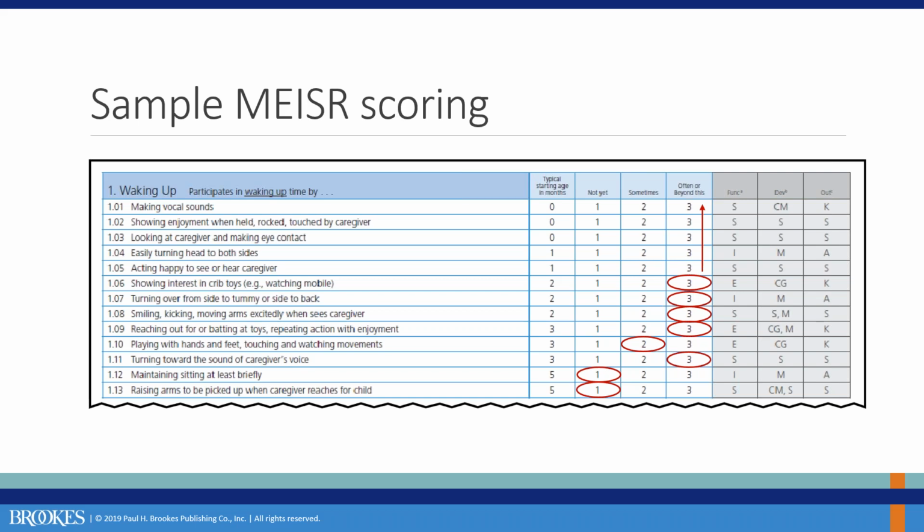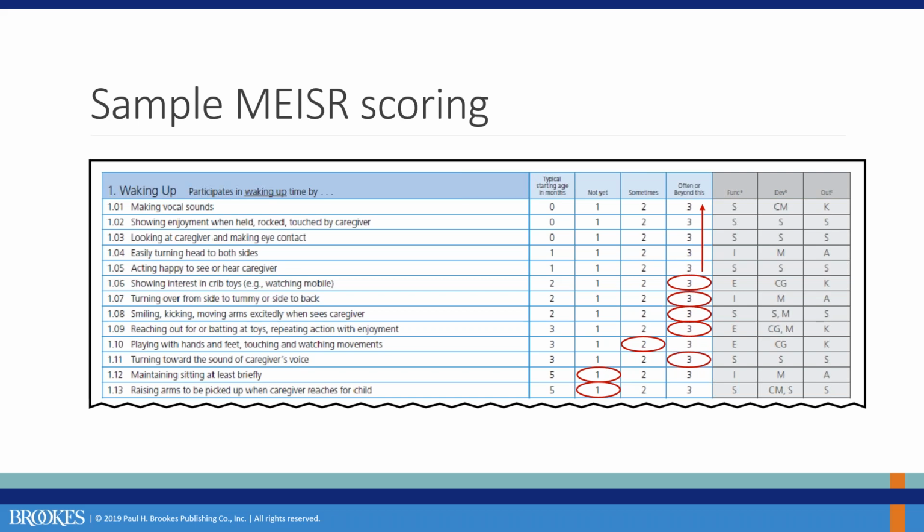We see that 110, which is playing with hands and feet, touching and watching movements, happens sometimes. The next one, turning toward the sound of caregiver's voice, is again back up to a 3. And then at 112, which is maintaining sitting, at least briefly, the child is not doing that yet, so it gets a 1. Raising arms to be picked up when the caregiver reaches for the child, doesn't do that either, so a 1. And there isn't room on this slide to show it, but if he gets 4 1s in a row, then we assume he can't do any of the other older skills. So you can see that a parent doesn't have to score all of the items if they understand the basal and ceiling directions.